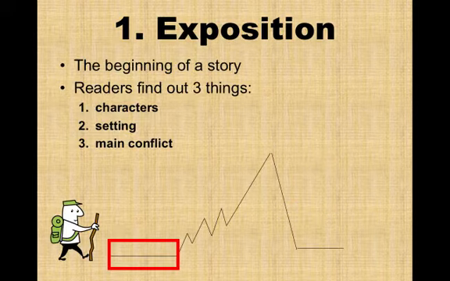Okay, so the very first part, the one that you labeled number 1 in the red rectangle here, is known as the exposition. That's the grown-up term for the beginning of the story. And readers find out 3 things in the exposition. You'll be expected to be able to list these off the top of your head. They figure out who the main characters are, what the main setting is, and what the main conflict is.